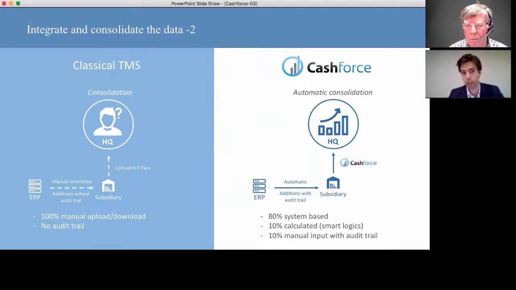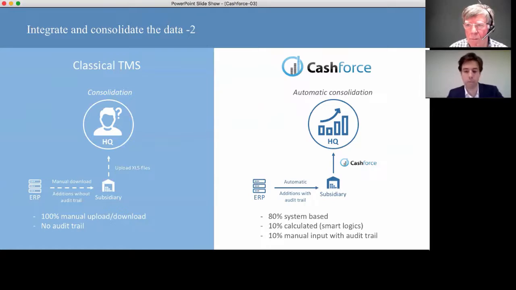This actually comes much more to the forefront in the picture on the right-hand side. So what do we do with Cashflow? We basically make an automated link between the ERP and the output that the local treasurer sees. He can make additions, but any of these additions has an audit trail. So whatever the local treasurer changes, he sees exactly: I changed this at this moment in time, and I changed this number to this number.